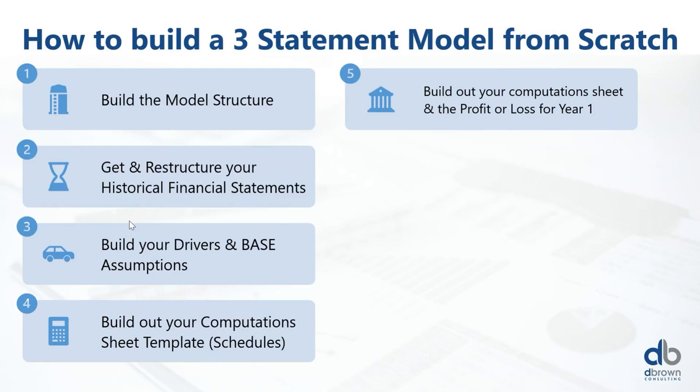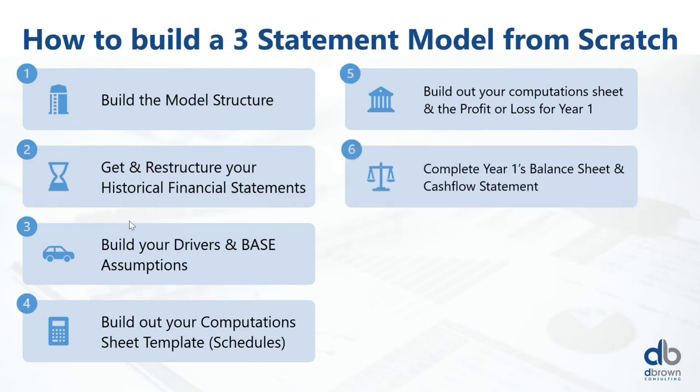Your profit or loss will take you probably 5 minutes to extract once you've done the heavy lifting. All you're doing is linking, and your profit or loss account comes out for year one. Next step, complete the year one balance sheet and cash flow statement. Again, that's all just linking, really nothing much to do if you've done all the other things right. Then what do you do when you do your balance sheet? Does it balance? You have to ask yourself, does it balance?